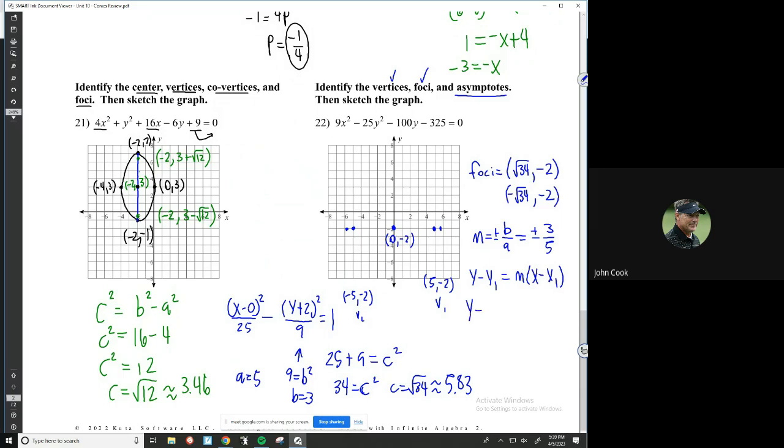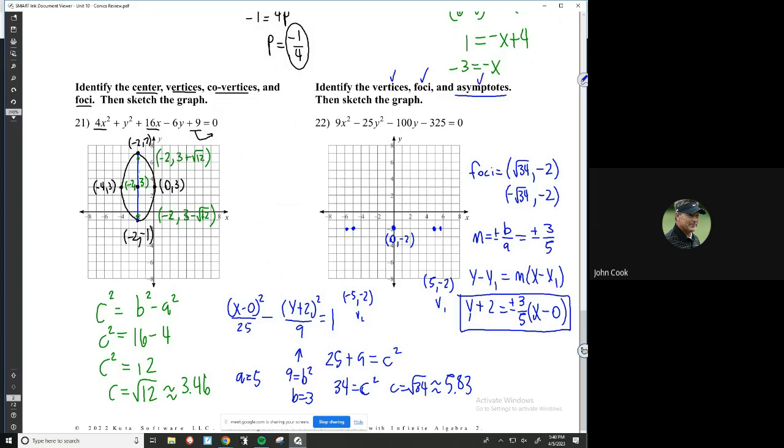y minus -2 equals the slope, which is either a positive or a negative 3/5, times x minus x1, and x1 is the x value for the center, which is 0. And you can make it look a little bit nicer: y plus 2, there we go. There are the equations for the asymptotes.